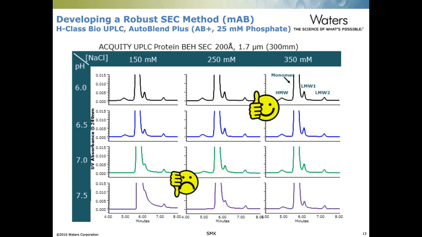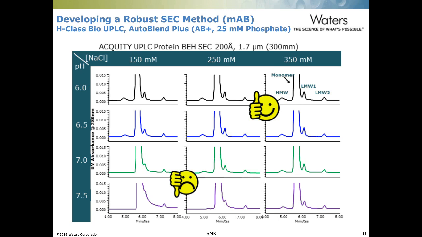Another important part of these separations is to really deal with the chemistry. So this is an example using an AutoBlend Plus feature on our H-class bio, which basically takes concentrates of phosphate buffer and salt and makes different pHs from pH 6 to 7.5 and salt concentrations from 150 to 350 millimolar sodium chloride. And you can see that as you go to high pH, low ionic strength conditions, this SEC separation for an IgG really degrades. We see a loss of resolution, and we see basically a loss of recovery of the high molecular weight species.